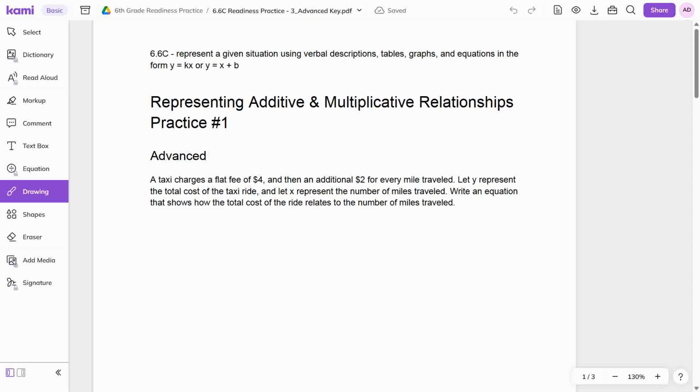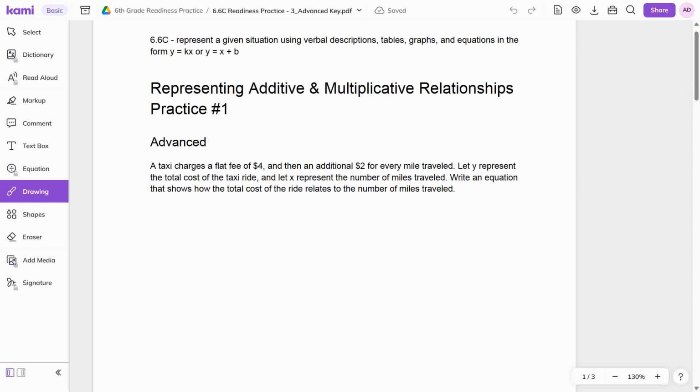All right, so we have a taxi that's charging a flat fee of $4 and then $2 for every mile traveled. So y is going to represent the total cost, and so I'll put that right here. X is the number of miles, and so I'll put miles right here. And we need to write an equation that shows the total cost of the ride.